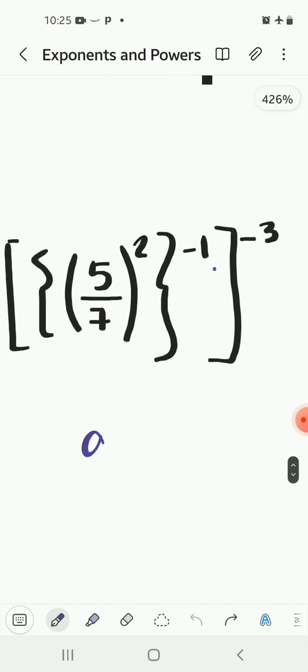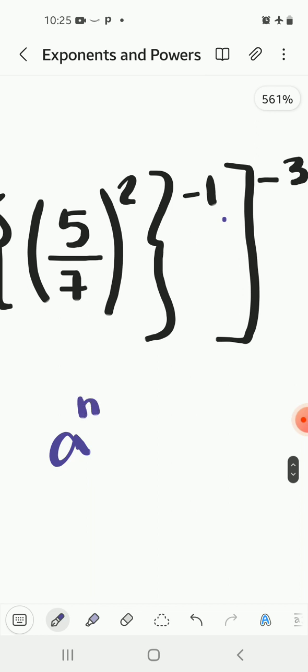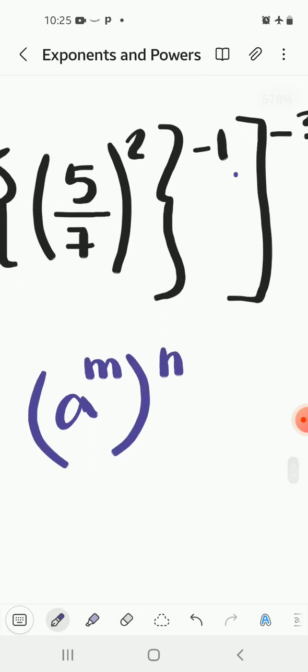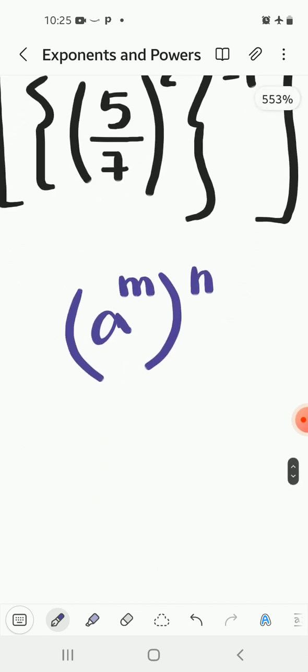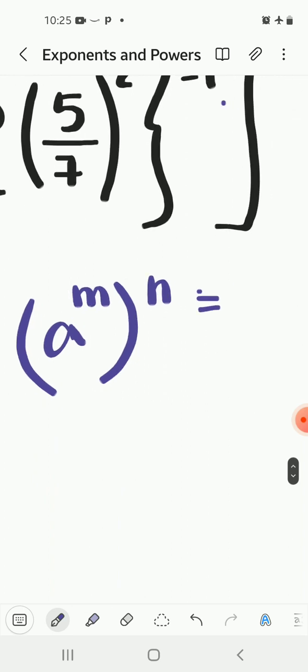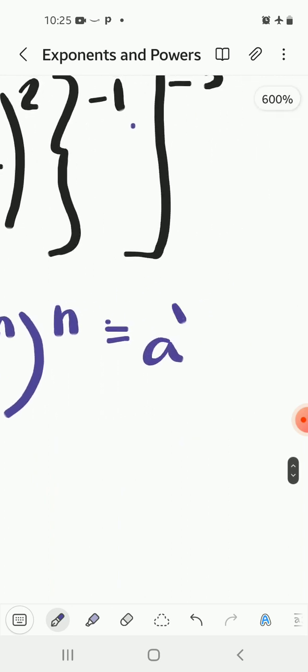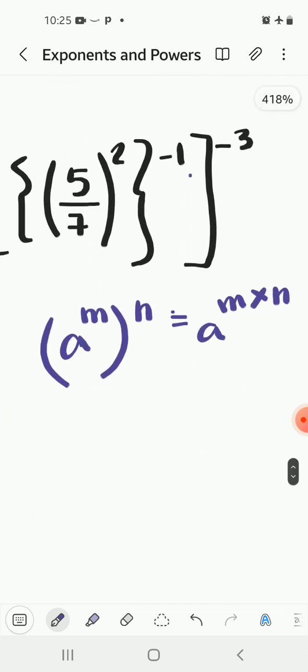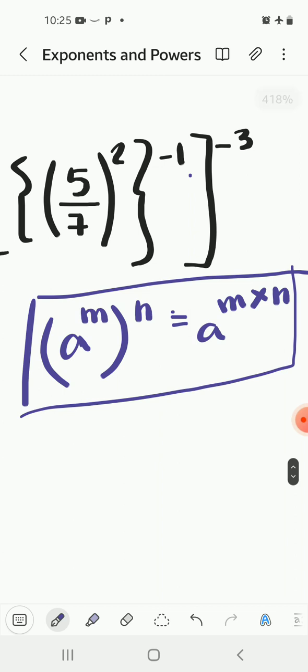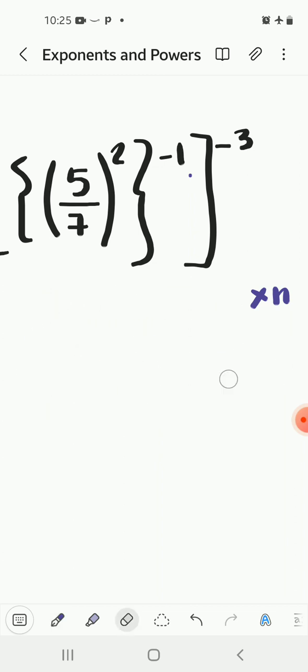First of all, this resembles the law which looks something like this, where (a to the power m) whole to the power n should be a to the power m into n. That means the powers are multiplied. So similar to this law, you can see this question over here. In this case, we are going to solve it this way.